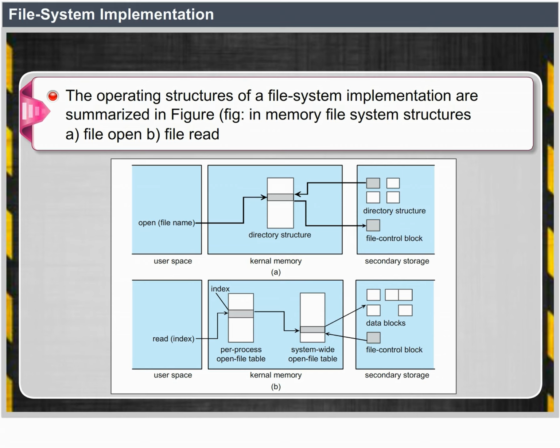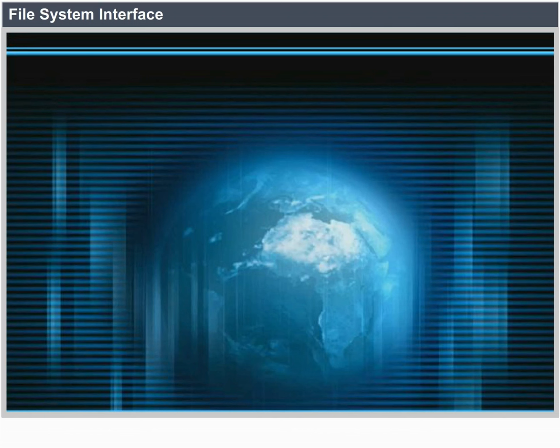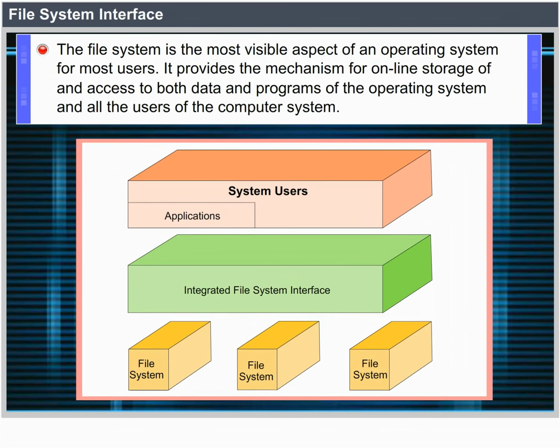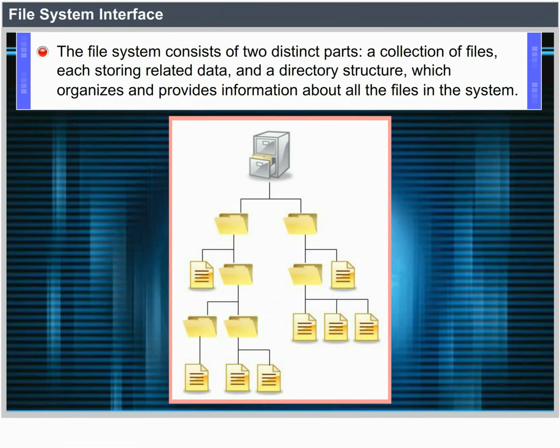File system interface. For most users, the file system is the most visible aspect of an operating system. It provides the mechanism for online storage of and access to both data and programs of the operating system and all the users of the computer system. The file system consists of two distinct parts: a collection of files, each storing related data, and a directory structure which organizes and provides information about all the files in the system.